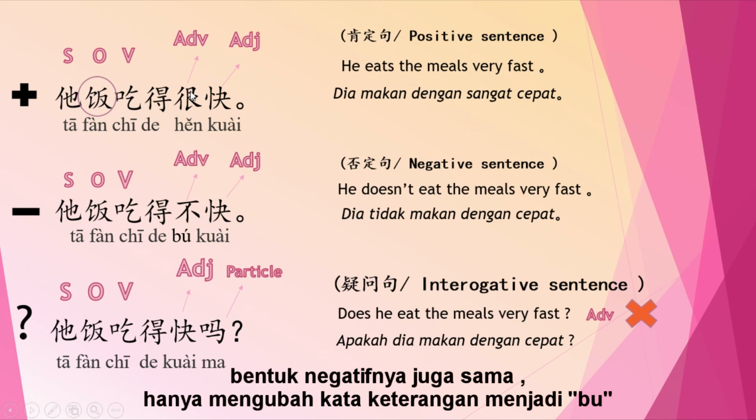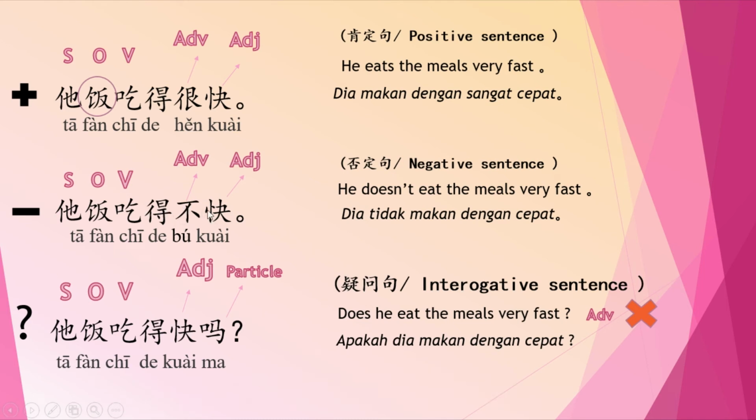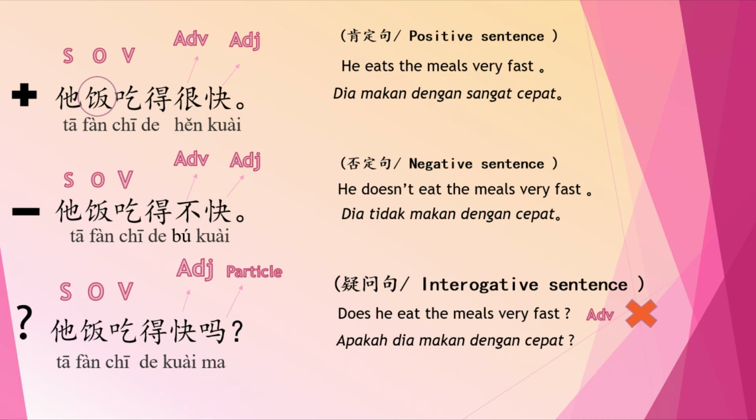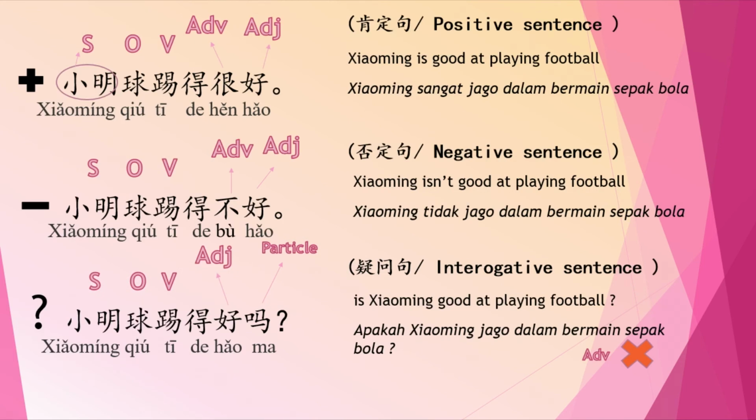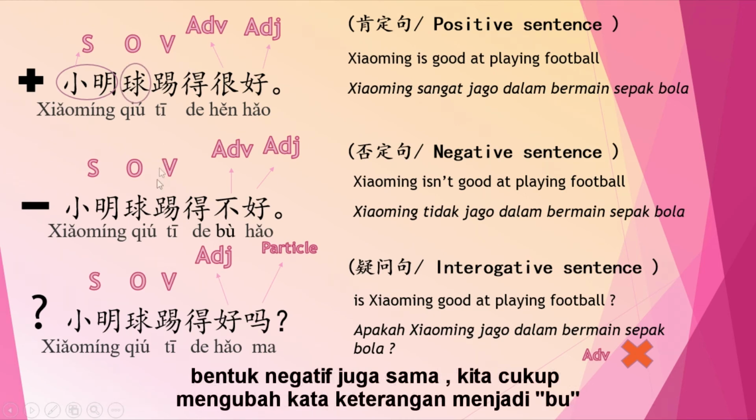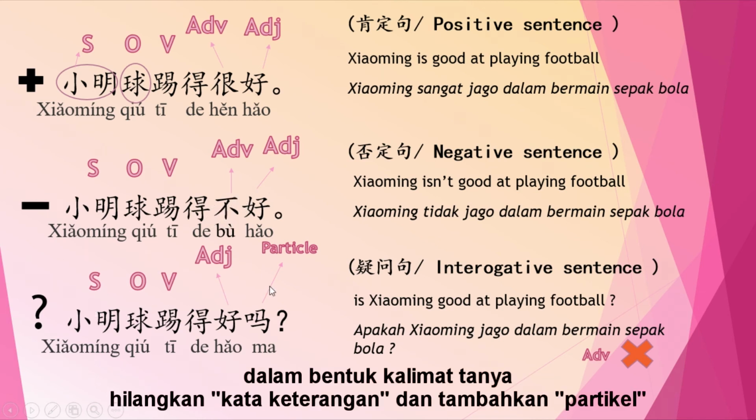And in the negative form, you just need to change the adverb 很 to 不. In the interrogative, omit the adverb, and then go directly to the adjective, and don't forget to add the particle at the end of the sentence. The next example is also the same. The subject is Xiaoming, and then the object is the ball, and then the verb is play. The negative form is the same. We change the adverb to 不, and then in the interrogative form, omit the adverb and then add the particle.